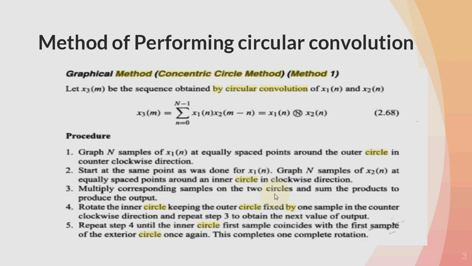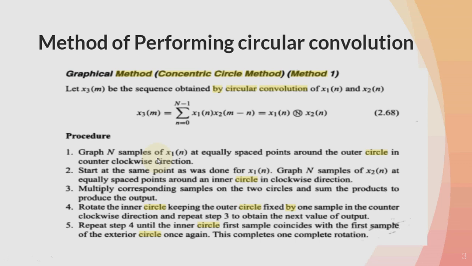Method of performing circular convolution. The first method is the concentric circle method, method 1. The third signal x3 of n is equal to the summation from n equal to 0 to N minus 1 of x1 of n into x2 of m minus n, that is x1 of n circularly convolved with x2 of n. So these are the steps for performing the concentric circle method.